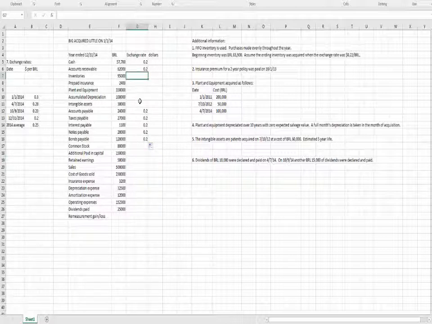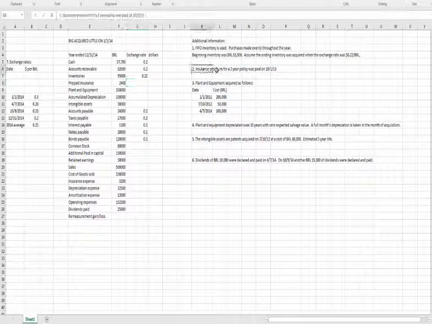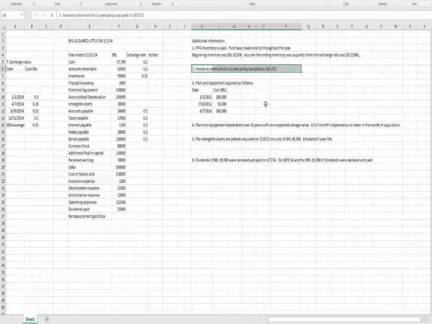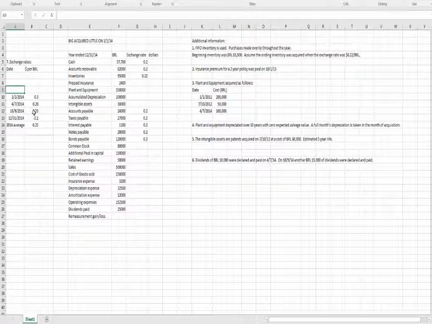Let's go ahead and go back up here now. Inventories. Inventories being non-financial assets, they're going to be converted at the rate that existed when those inventories were acquired. It says over here, assume the ending inventory was acquired when the exchange rate was 22 cents per real. So 0.22. Prepaid insurance. Insurance premium for a 2-year policy was paid on 10/1/13. Again, I deleted the 10/1/13 rate that was over here because it was irrelevant. We acquired Little on January 1st, 2014, so by extension we acquired that insurance policy on January 1st, 2014, when the exchange rate was 30 cents per real.